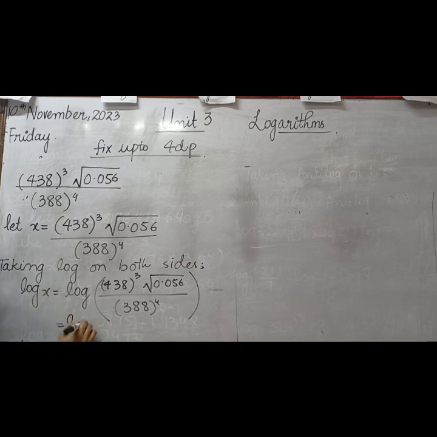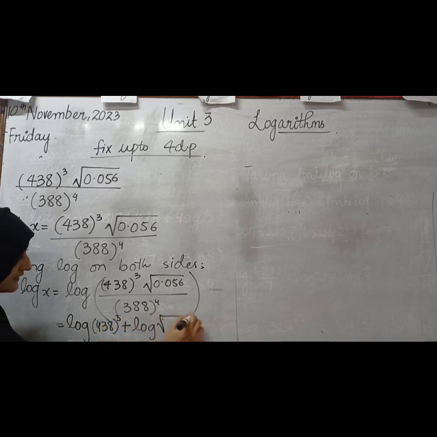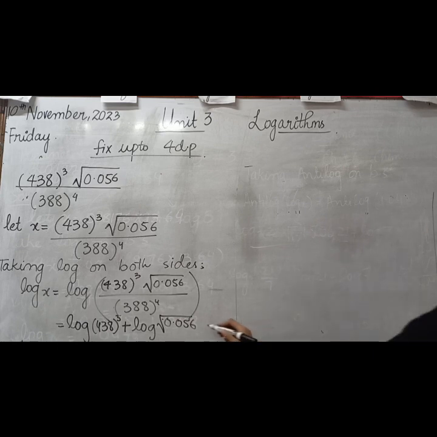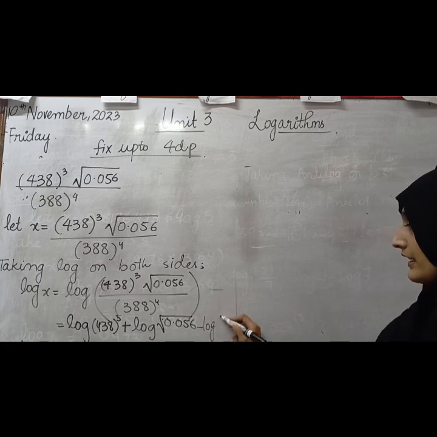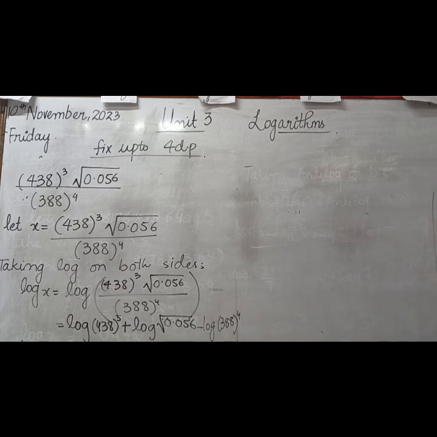Log of 438 raised to power 3 plus log of 0.056. And what about this? Over 388. As it is in division, so we'll write minus log of 388 raised to power 4. What will be the next step?